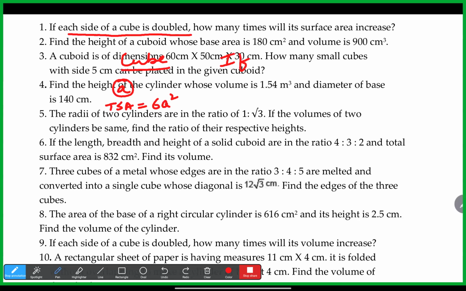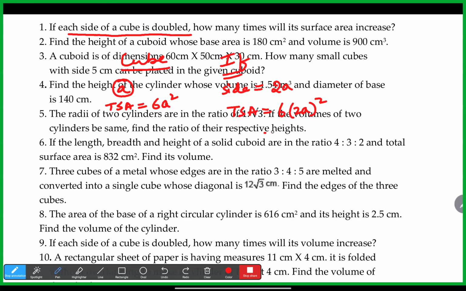Now, if we consider that each side of the cube is doubled, what does that mean? Now the side is how much? Before it is A, double means 2A. Yes or no? So any doubt in this? Now the formula for TSA is 6A square. Now A is how much? The side is 2A.